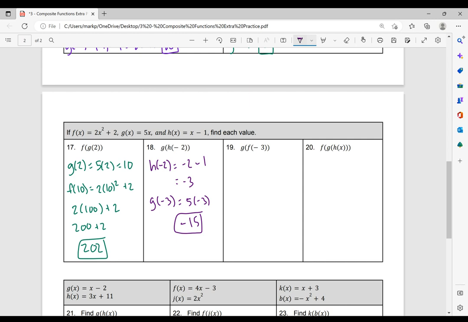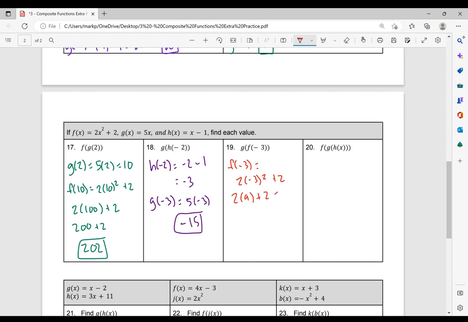All right, for our next one, g of f of -3. So let's start with f of -3. So 2 times -3 squared plus 2. -3 squared is 9.